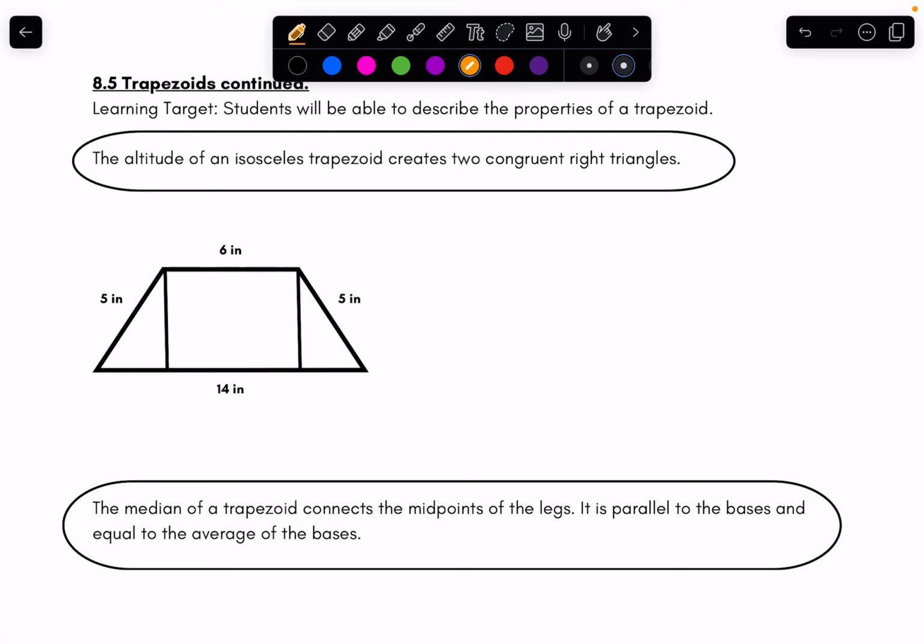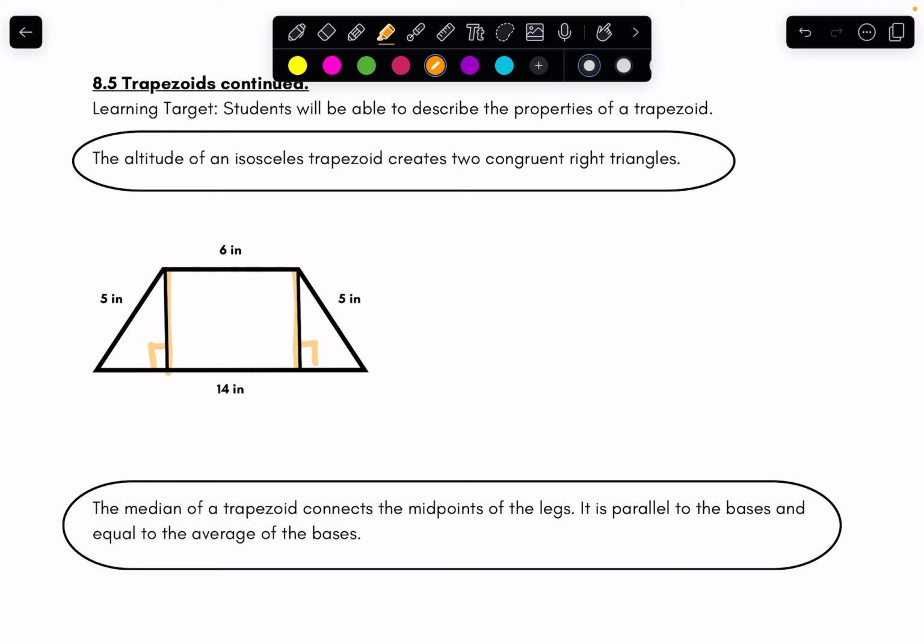This next lesson goes a little bit more into some things about trapezoids that we should be aware of. So, for example, the altitude of an isosceles trapezoid creates two congruent right triangles. So if we look, here are our altitudes.